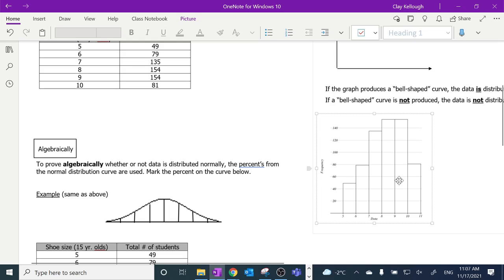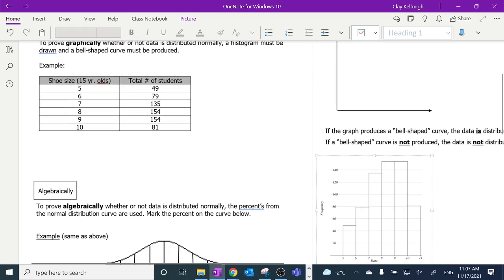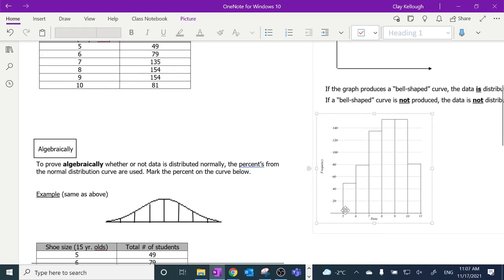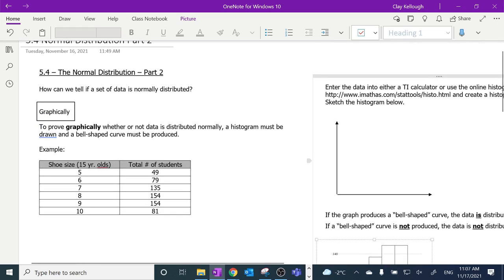That's a good idea. It's probably not a bad idea to write in the numbers. So make a sketch. And actually, I would put the numbers in the middle of the bars. This is the 5 bar, the 6 bar, the 7 bar, the 8 bar, the 9 bar, the 10 bar. Okay. All right, now where's my calculator, peoples?